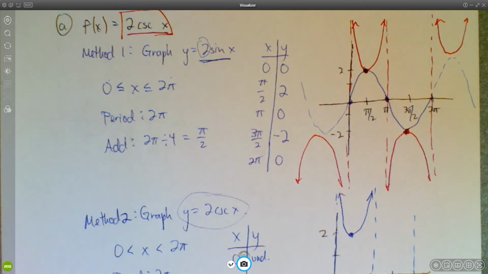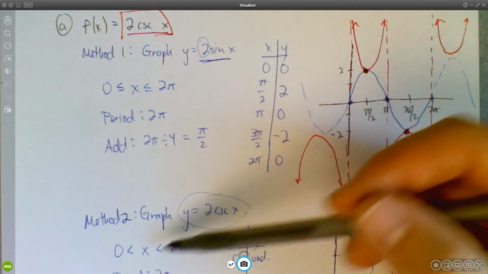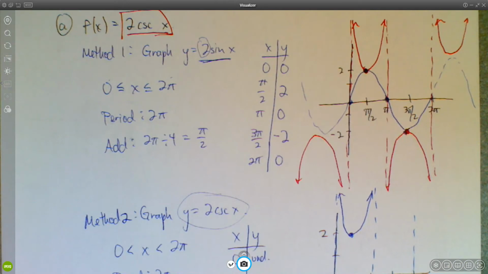But for the secant function, it's trickier because when you graph the secant function, you don't pin the argument between 0 and 2 pi. You pin the argument between -pi over 2 and 3 pi over 2. And so for me, that's just one more thing that I have to memorize, and I'd rather memorize as little as possible. So I think method 1 is generally speaking easier to do.